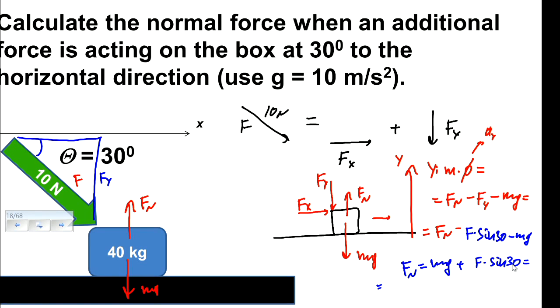Or in numbers, 40 times 10 plus 10 times sine 30. Sine 30 is 1/2, so 4 or 5. This problem doesn't require any new knowledge. No, we've used all previous knowledge, including some geometry.